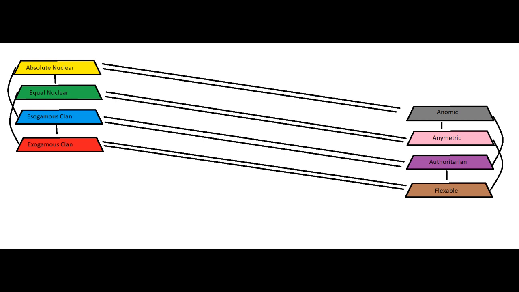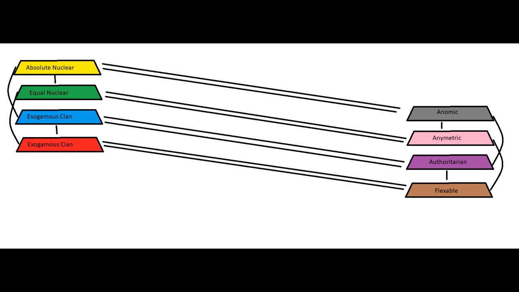So here we have lines representing relation. All right, 2 lines going between 2 different familial systems means that is a really close relationship. So take, for example, absolute nuclear. Even though absolute nuclear is related to equal nuclear and exogamous clan, it is more closely related to anomic than it is to the other 2, and vice versa.